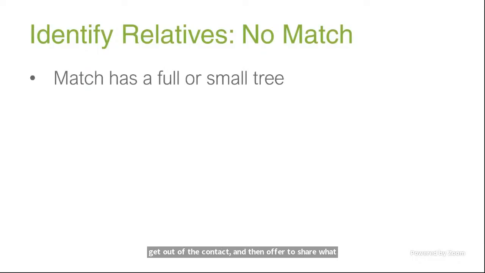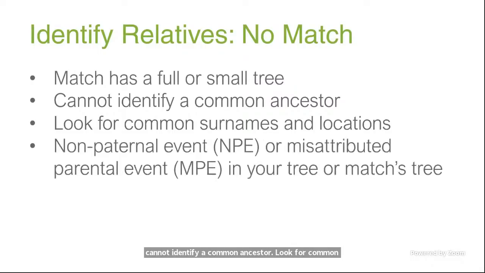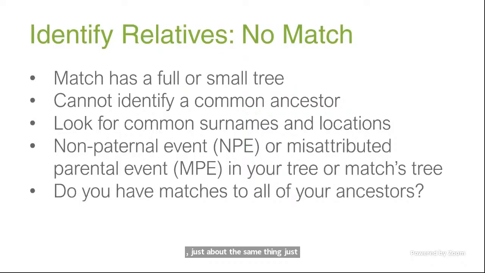Okay, so then a couple other situations. What if there's no match at all? Match has a full or small tree. You cannot identify a common ancestor. Look for common surnames, common locations. But remember that this might be evidence of a non-paternal event or a misattributed parental event, which is about the same thing. It could be in your tree, it could be in your matches' tree.